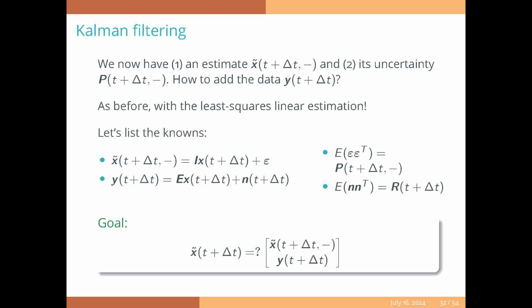We have no data yet incorporated. We have its associated uncertainty. How do we add the data y at time t plus delta t? We're going to do this exactly as we did before with least squares linear estimation.